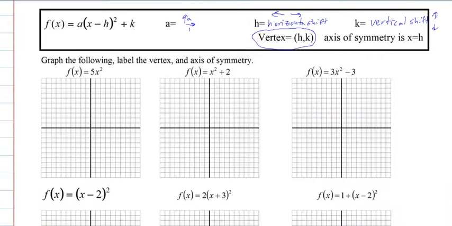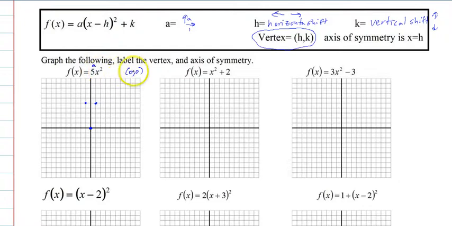Okay? So for this one, it really is this form. There is no h and there is no k. So if there's no h and no k, our vertex is at 0, 0. And that's where you want to start. You want to label the vertex. And then it's up 5 over 1, up 5 over 1. That's all you do. This is our A.